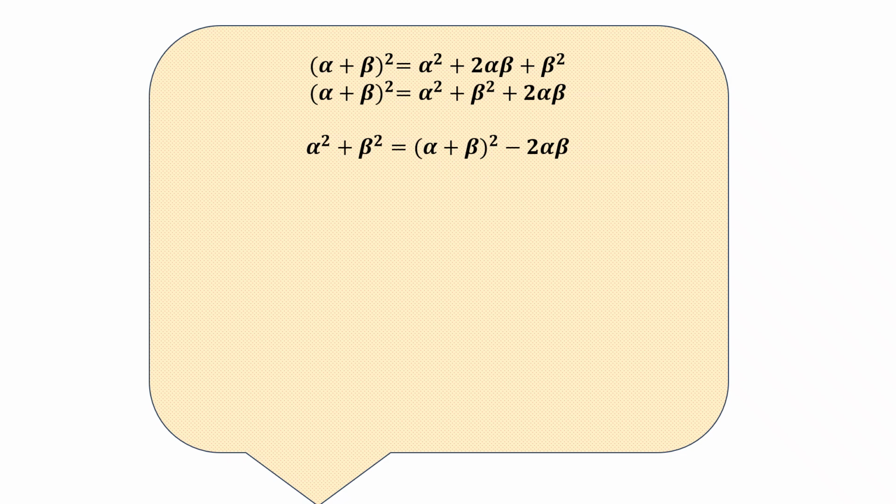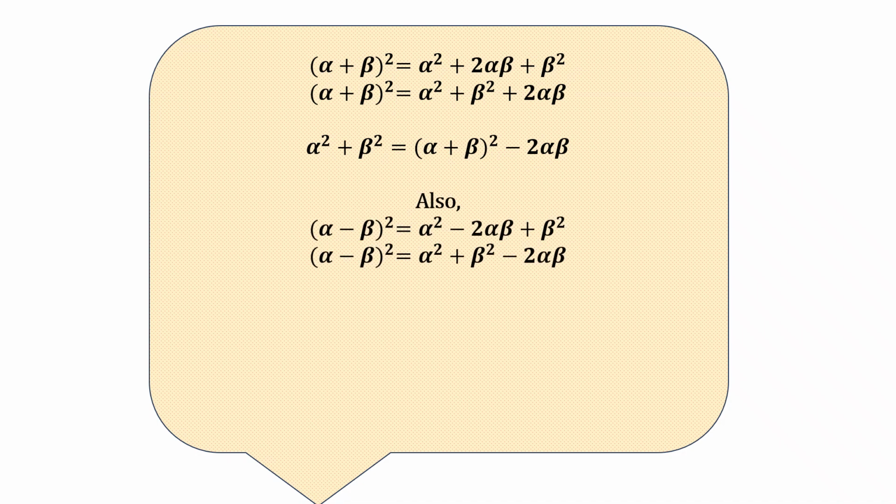Also, (alpha minus beta) all squared is equal to alpha squared minus 2 alpha beta plus beta squared. Let's rearrange this one too as alpha squared plus beta squared minus 2 alpha beta.